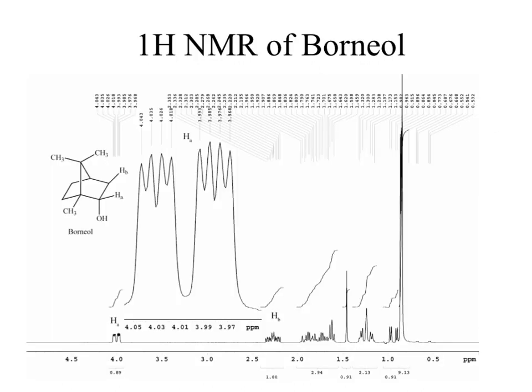Here are the NMRs. You have these as well. This is what we're looking for if it's isoborneol. See that peak there at 4? That's borneol. Isoborneol, we said, would be around 3.6. So we have an idea what we're looking for in the NMR.